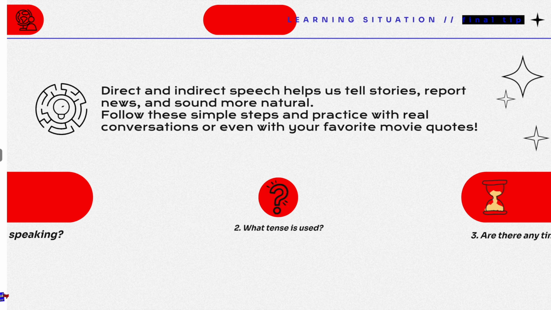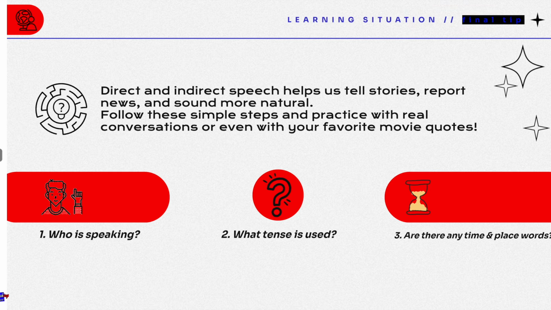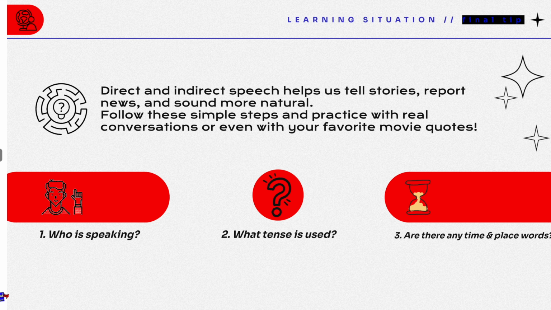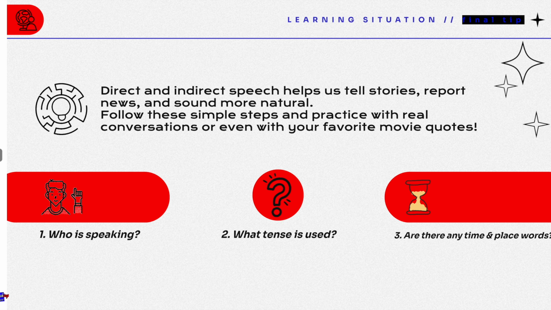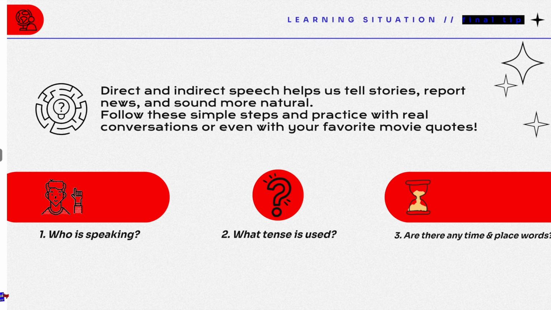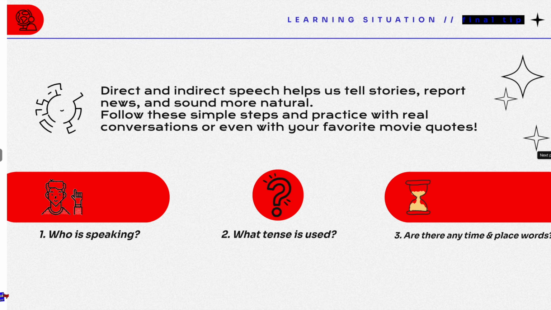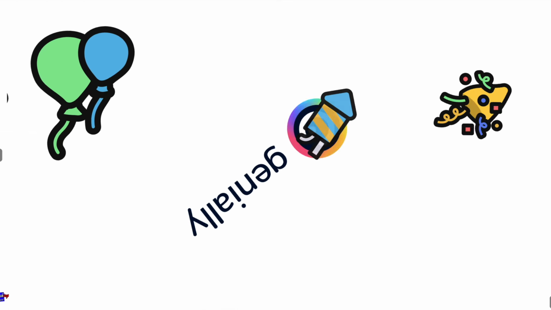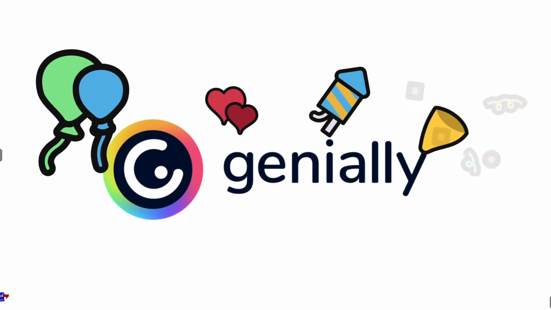And for our final tip, direct and indirect speech help us tell stories and report information naturally. Practice with real dialogue like your favorite movies or real conversations. Okay? Then quiz yourself and ask these 3 questions. Who is speaking? What tense is used? And are there time or place words to change? Very, very important.